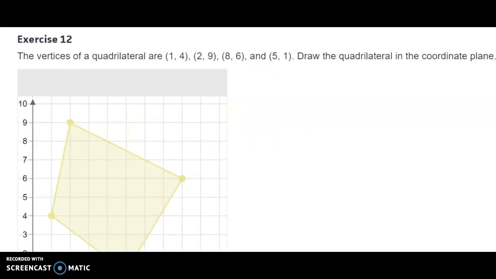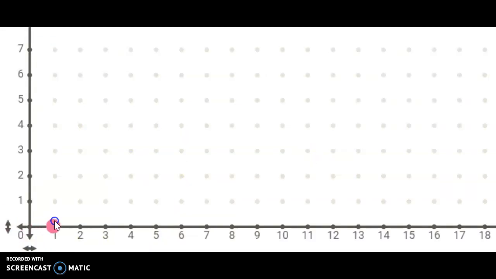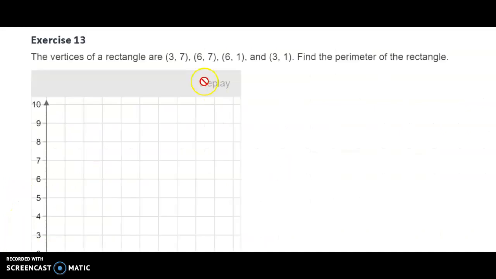Exercise 12 is asking us to plot them, and the first point is 1 and 4. So we go to our x-coordinate first, our x-axis, and then we go up to our y-axis, and 1 and 4 would look like that, and then we just plot the rest of the numbers. So for the next one, it says the vertices of a rectangle are 3 and 7, 6 and 7, 6 and 1, and 3 and 1. Find the perimeter of the rectangle.